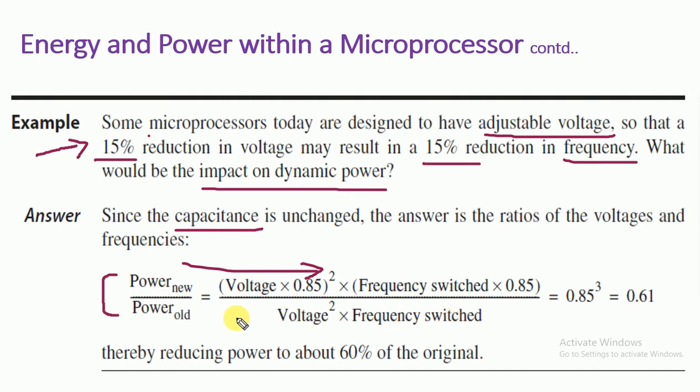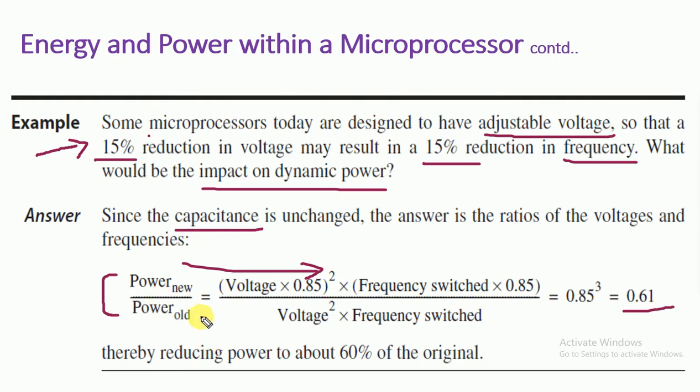There was a capacitance load here, and here also we are having a capacitance load. We are considering the same load for both the new and old system, so both will be cut down. So after considering these two points, frequency switched will be cut off, voltage square will also be cut off, leaving 0.85 squared into 0.85, that is 0.85 cubed, which is equivalent to 0.61. That is the power requirement for the new system.